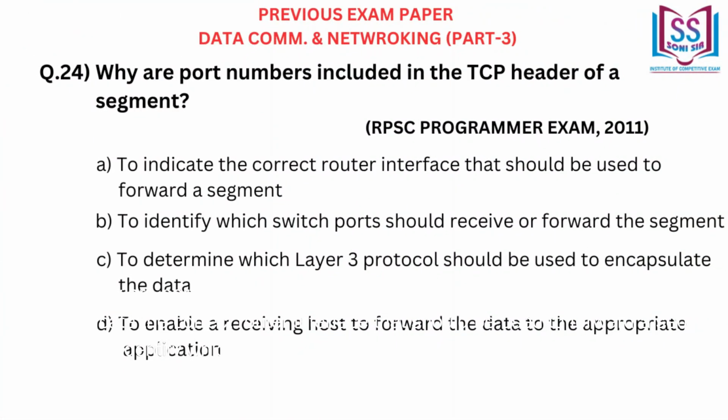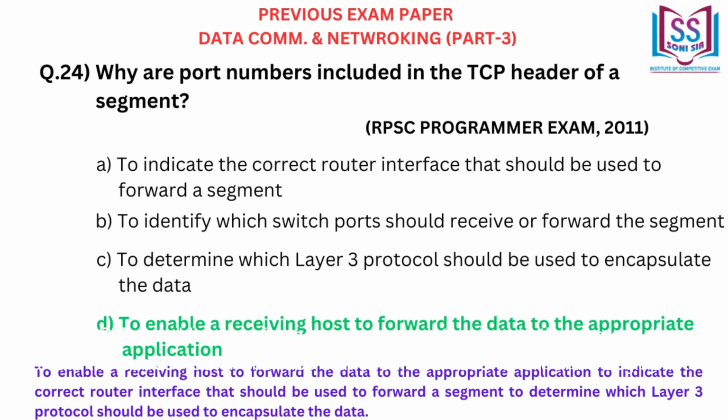Why are port numbers included in the TCP header of a segment? A. To indicate the correct router interface that should be used to forward a segment. B. To identify which switch ports should receive or forward the segment. C. To determine which layer 3 protocol should be used to encapsulate the data. D. To enable a receiving host to forward the data to the appropriate application. Correct answer D. To enable a receiving host to forward the data to the appropriate application.